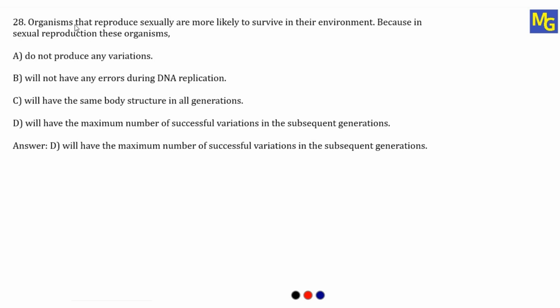Question number 28. Organisms that reproduce sexually are more likely to survive in the environment. So the meaning is, organisms show two types of reproduction, asexual reproduction and sexual reproduction. Asexual reproduction means where one individual is involved, and sexual reproduction means where two individuals are involved. So according to this sentence, if the organism is reproducing sexually, they have more chances of surviving in the environment, because in sexual reproduction, these organisms... so we have to complete the sentence.